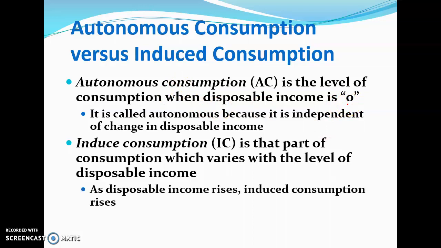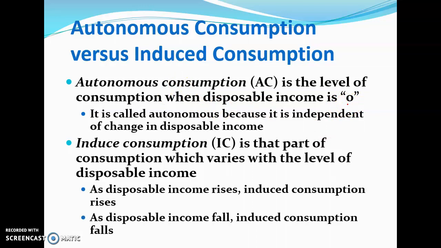As the disposable income rises, induced consumption rises. As it falls, induced consumption falls. So how can we find out the value of the autonomous consumption or the induced consumption? This consumption is composed of two parts. C is equal to IC plus AC. IC stands for the induced consumption and AC stands for the autonomous consumption.